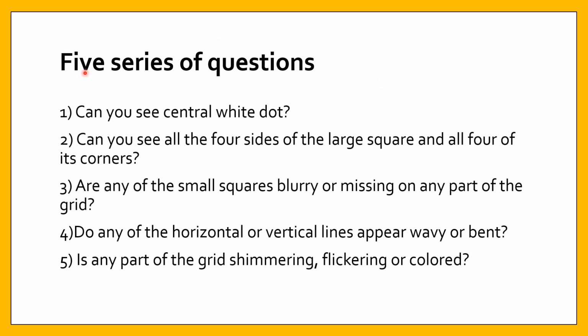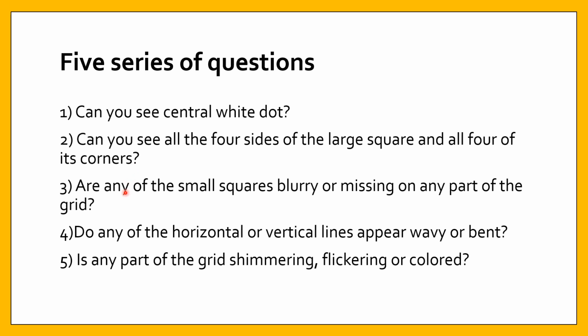There is a series of 5 questions which are generally asked of the patient, and question number 1 is, can you see the central white dot, in order to rule out central scotoma and relative scotoma. And question number 2 is, can you see all 4 sides of the large square and all 4 of its corners, in order to rule out the arcuate field defect? And question number 3 is, are any of the small squares blurry or missing on any part of the grid, in order to rule out relative or absolute or paracentral scotoma?